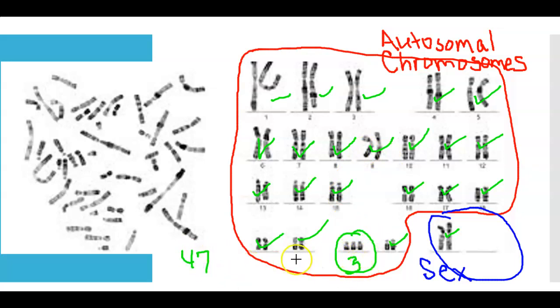There's an extra chromosome on number 21. This is going to be indicative of a problem. This is going to happen because of non-disjunction, which means that either during meiosis 1 or meiosis 2, at some point the cells did not separate. The chromosomes did not separate the way that they should have.